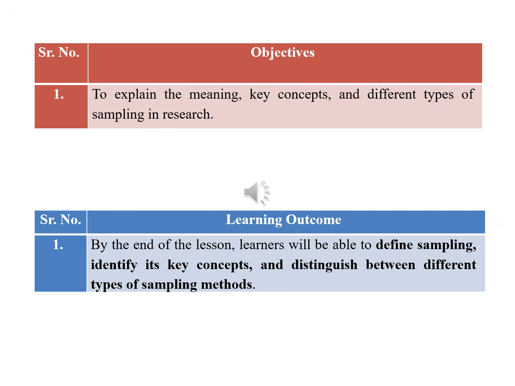Now for this particular topic, we have an objective to explain the meaning, key concept and different types of sampling in research. The learning outcome will be to define sampling, its key concept, and distinguish between the different types of sampling method.